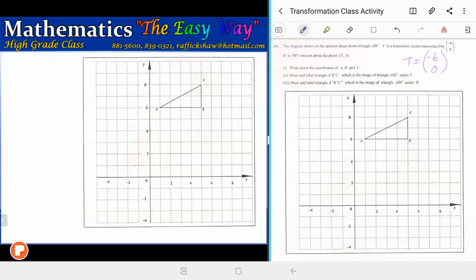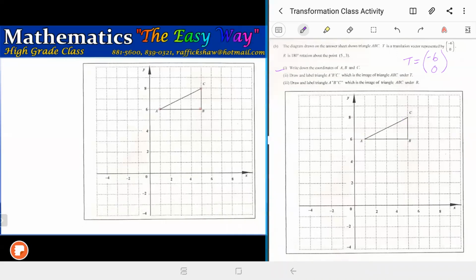The first part wants us to write down the coordinates of the triangle, A, B, and C, on the triangle here. Just writing down the coordinates, right? Clearly A is a point right here. It is (1, 6), B is the point (5, 6), and C is the point (5, 8). See there, A is (1, 6), B is (5, 6), and C is (5, 8). That's the answer for the first part.